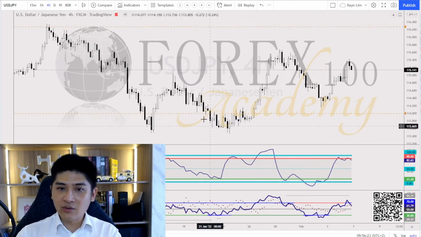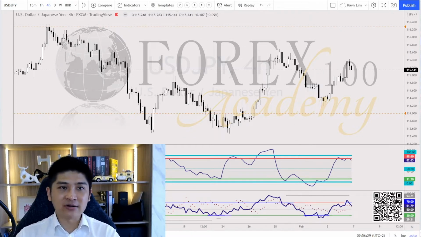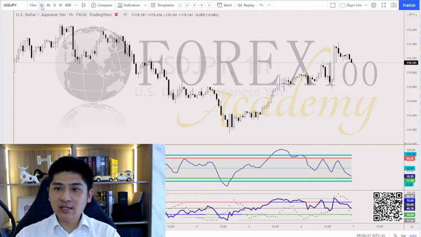All right, so we have a lot of MNW formations, which is great for counter trend traders and harmonic pattern traders. All right, so on the 1 hour chart, this is what we have. Strong bullish movement, and we have a bit of retracement that happens after the Friday non-farm payroll.